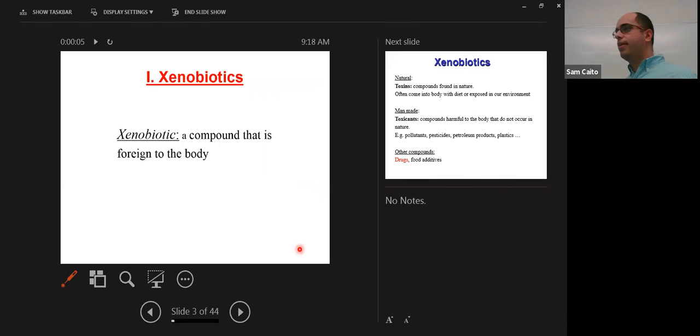So first of all, what is a xenobiotic? A xenobiotic is anything that is foreign to the body, any compound. It can come from a variety of sources. It could be a drug, for example. These are all xenobiotics. It's something our body does not produce, and so we have to deal with it because certain xenobiotics can be very harmful to our bodies.